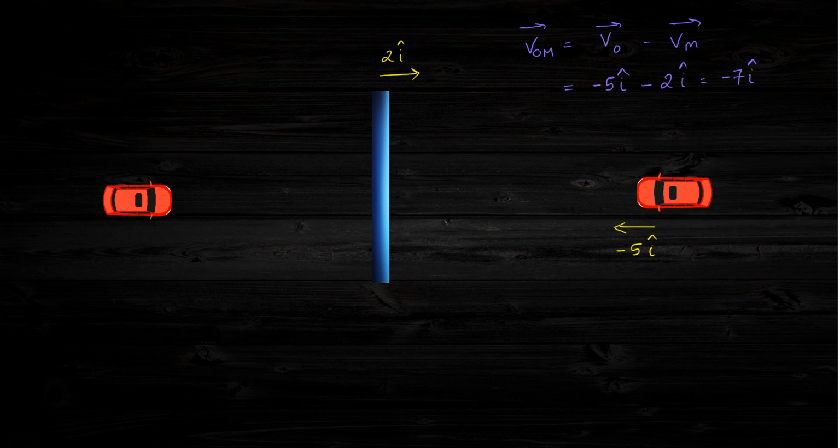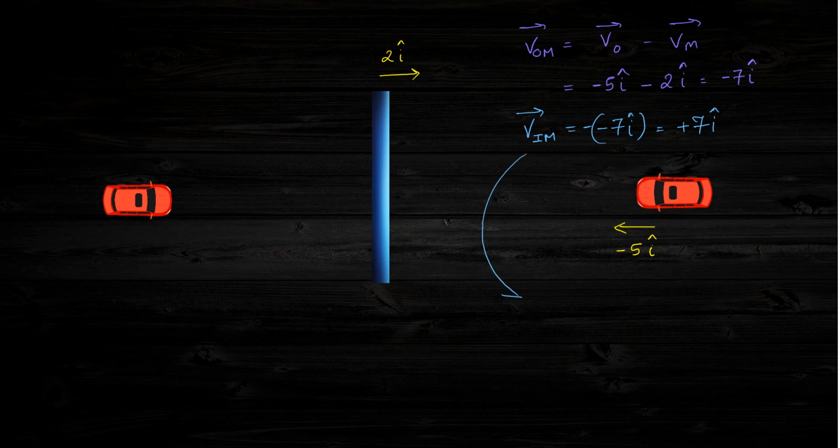That means we can directly write down that the velocity of the image with respect to the mirror is going to be equal to minus 7 minus of minus 7 I cap, because it's going to reverse direction. So this is going to be equal to plus 7 I cap.